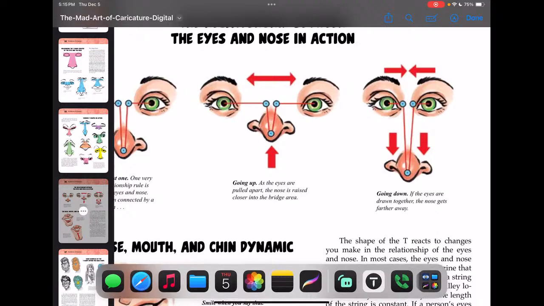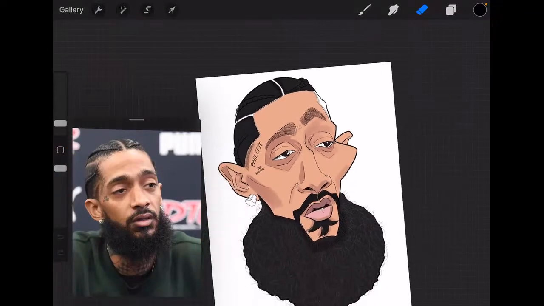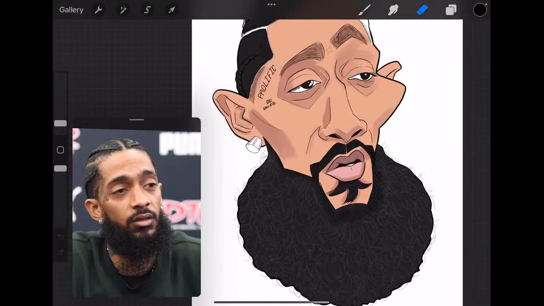So let me go back to my drawing. I don't know if I really exaggerated too much. I did. His brow ridge is very prominent. And I'm not done with this. It's still a work in progress.